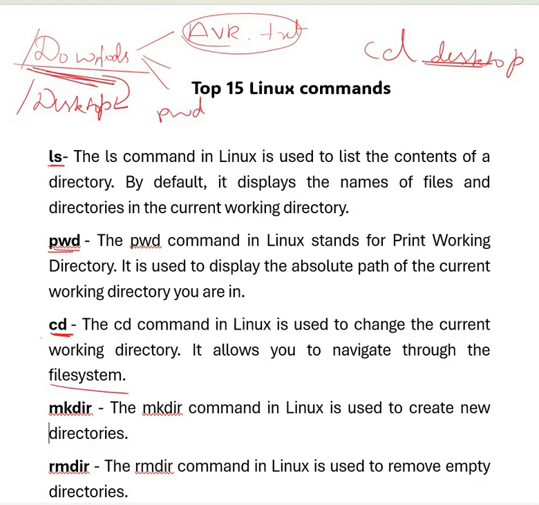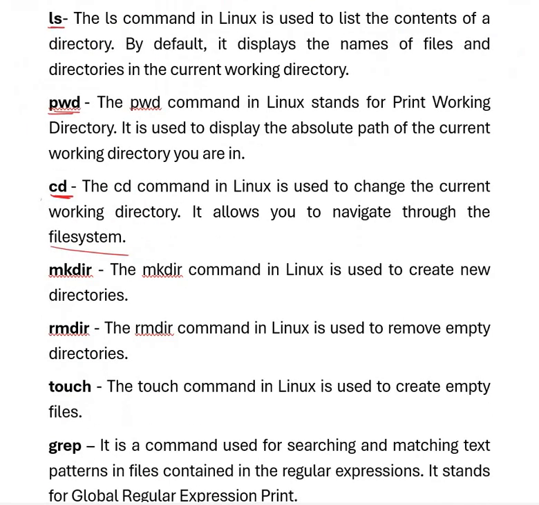And one more is the mkdir command. mkdir is used to create new directories. For example, you are working in the desktop directory. Inside this desktop, if you want to create another new directory, for example an avr directory, you can write mkdir followed by this name. Next, what is rmdir? It is used to remove empty directories. Whatever empty directories are there, this rmdir command helps to remove them.